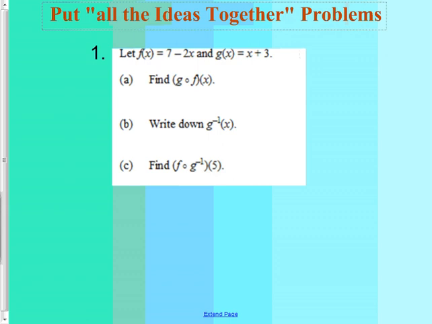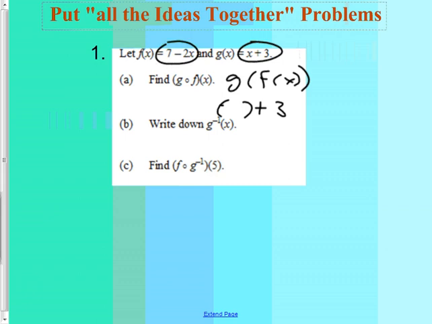Find g of f of x. Okay, that's really easy. And if I write it this way, it'll be even easier. That's my suggestion on how to start. You're going to make the g function swallow the f function. So I start with the g function, and I'm going to drop into its stomach an f function. All I have to do is simplify that out, and I'll have it.